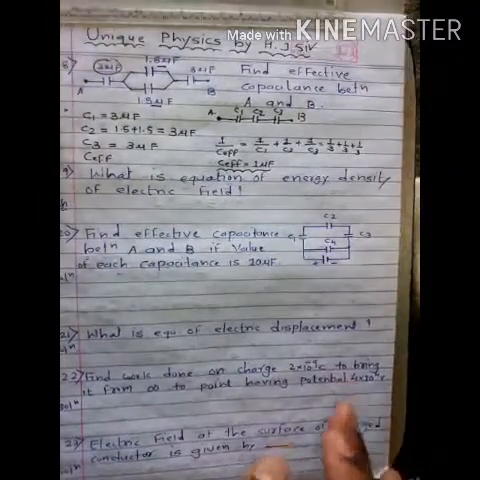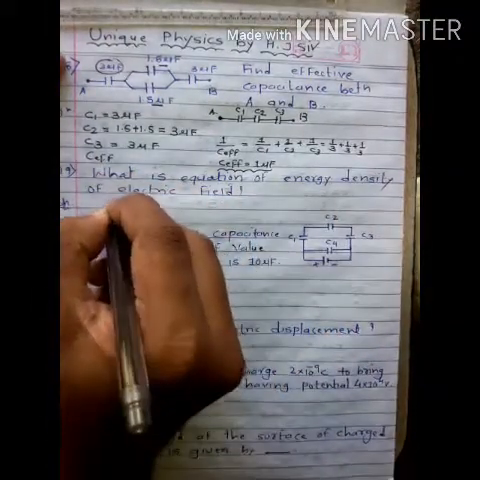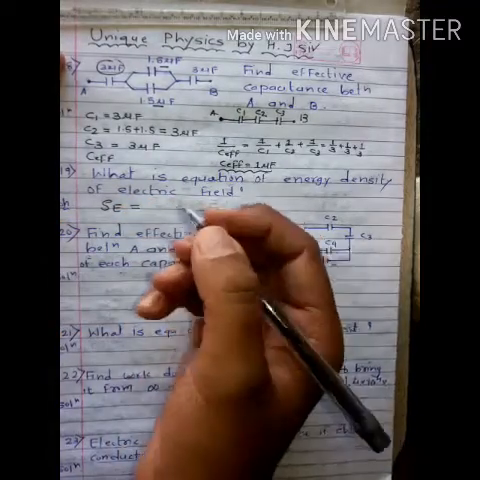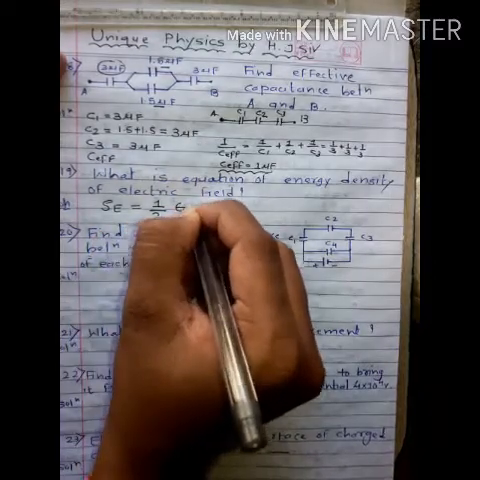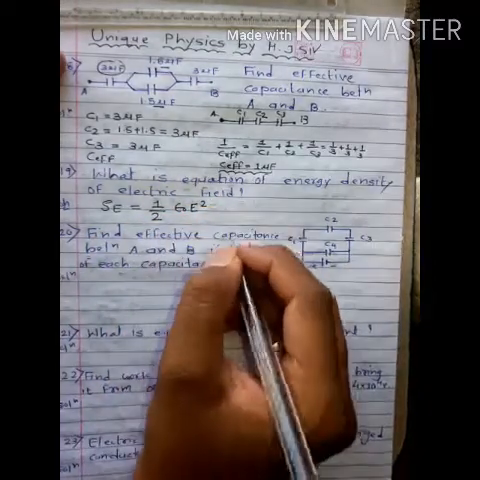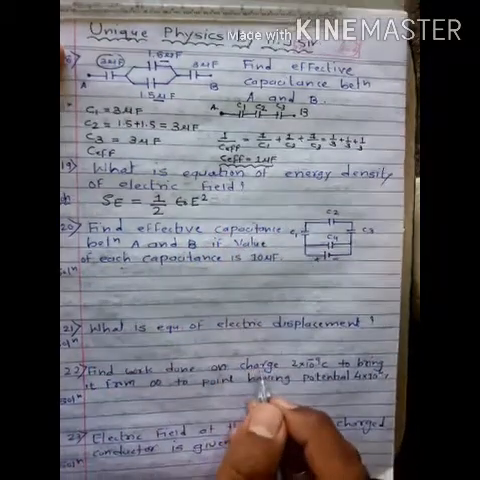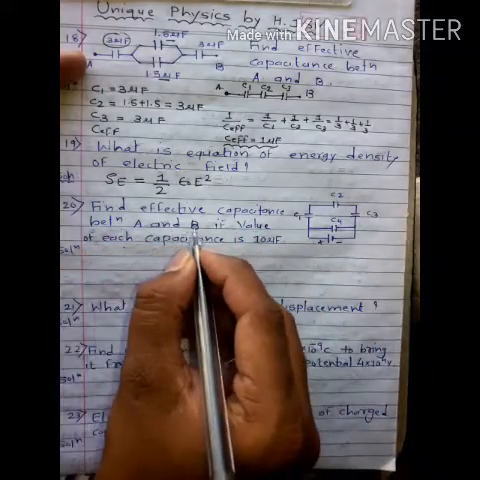Next MCQ. What is the equation of energy density of electric field? Energy density of electric field is denoted by rho into E. Clear? And its equation is given by 1 by 2 epsilon 0 E square. Remember this equation. This is an important equation. Clear?